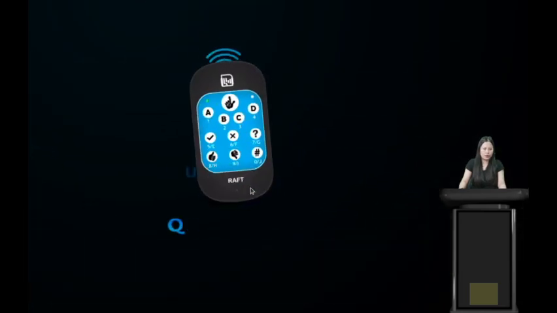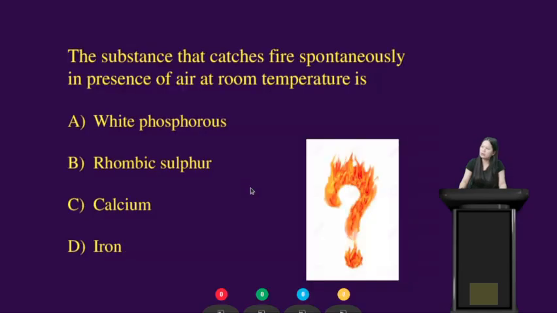Alright, students, we have another question. Please get your rough devices ready. The substance that catches fire spontaneously in the presence of air at room temperature is: option A, white phosphorus; option B, rhombic sulfur; option C, calcium; option D, iron. Which of these substances catches fire spontaneously in the presence of air at room temperature? For this question, I'm giving you 15 seconds. Your time starts now.